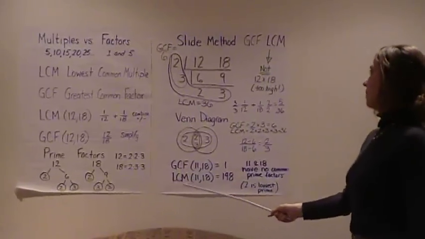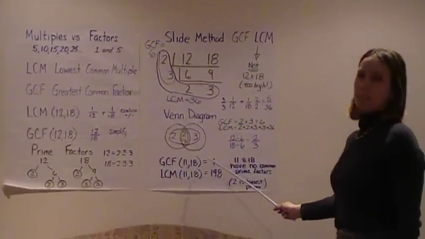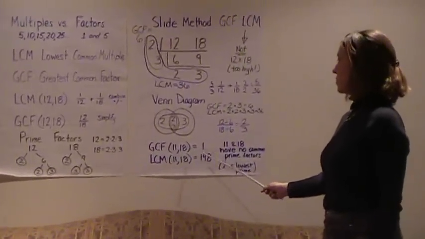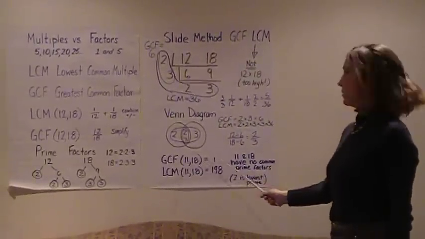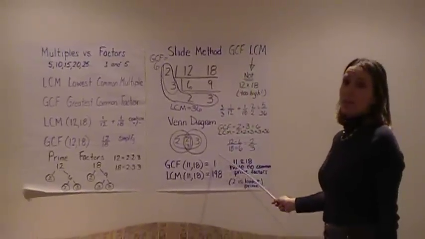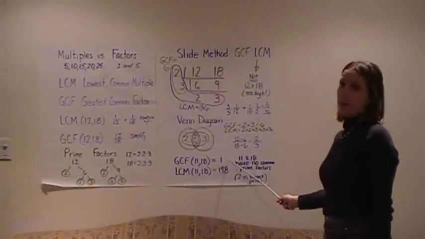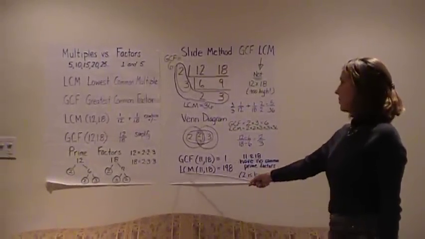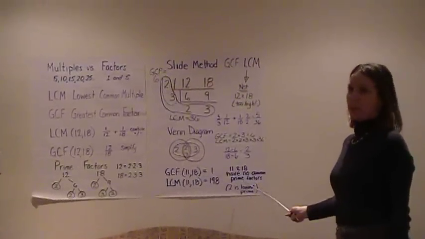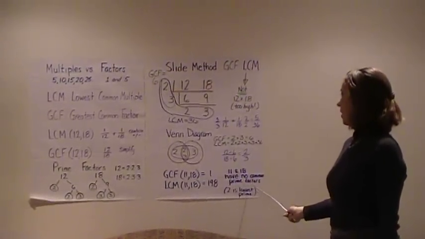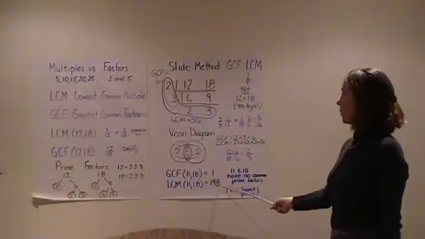I then chose a second example, 11 and 18. The factors of 11 are just 1 and 11. It's a prime number. And 18 has the same factors as displayed there. So the greatest number that goes into both of them is 1. Similarly, for the lowest common multiple of 11 and 18, we are able to just multiply the numbers because they don't have any common prime factors. That comes out to 198.